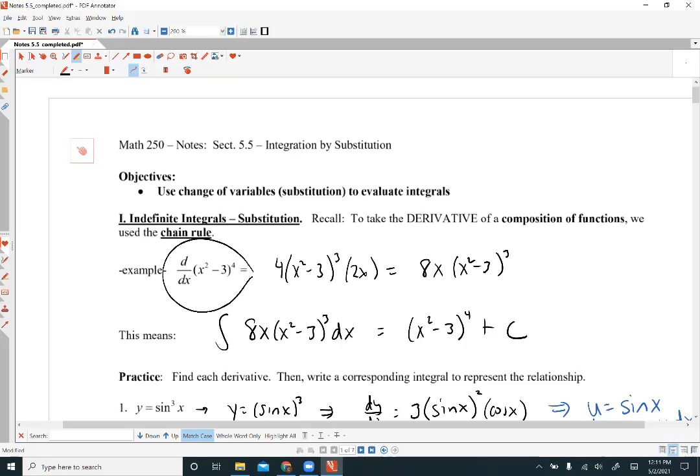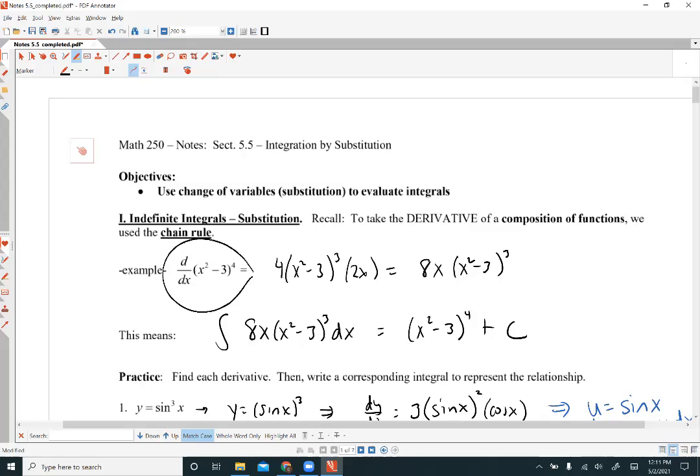Now, suppose we start with 8x times x squared minus 3 raised to the third power. Let's find the antiderivative. Well, you could expand x squared minus 3 to the third power. It's easy to make mistakes, plus it's time consuming. But we're going to learn an easier way to do this. We're going to learn something called substitution.